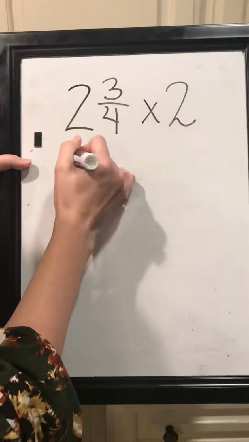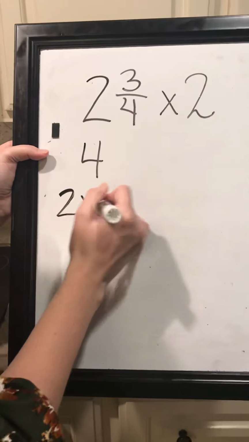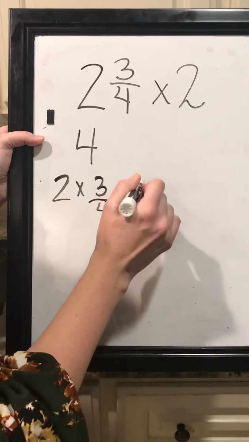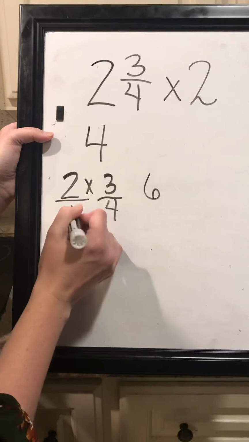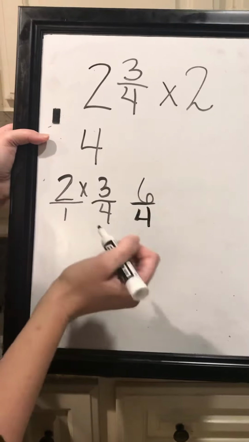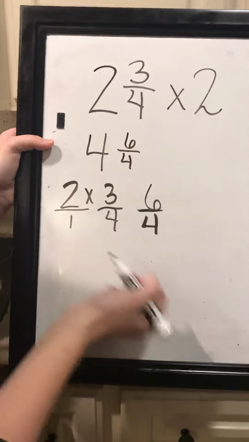So 2 times 2 would be 4. And then if I multiply 2 times 3/4, I'm going to multiply 2 times 3, that gives me 6. And I can put a 1 under here, and it's like I'm multiplying 1 times 4 to get 6/4. So I've got 4 6/4. But I'm not going to leave it like that.